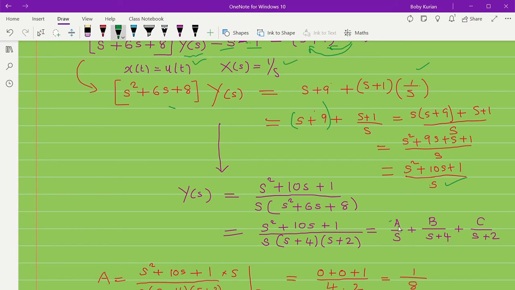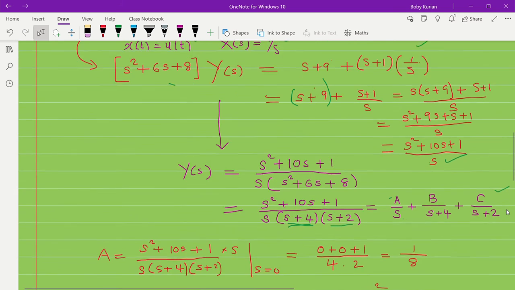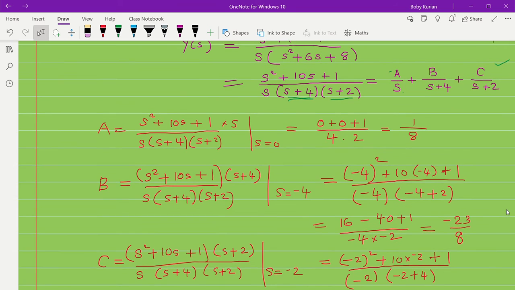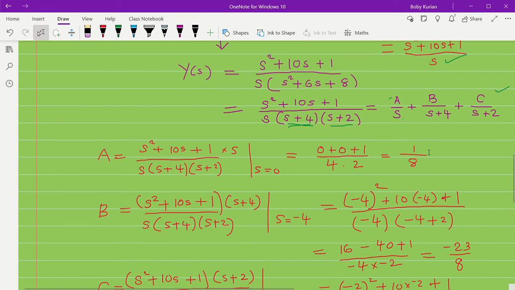So this will be equal to a by s plus b by s plus 4 plus c by s plus 2. This s square plus 6s plus 8 is factored as s plus 4 into s plus 2. So now we have to find the values of a, b and c by using the concept of partial fraction expansion.